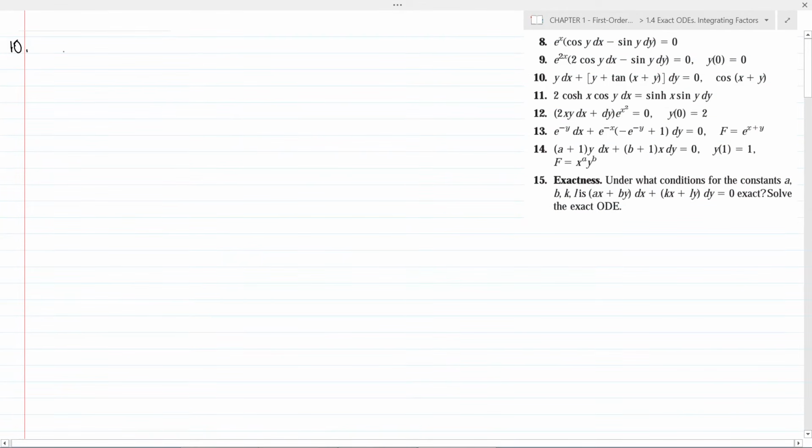Question 10. The differential equation given is y dx plus (y plus tan(x plus y)) dy equal to 0, and the integrating factor has been given in the question, which is cos(x plus y). You can see that the integrating factor depends both on x and y. That means we cannot find this integrating factor by using the methods given in the book.